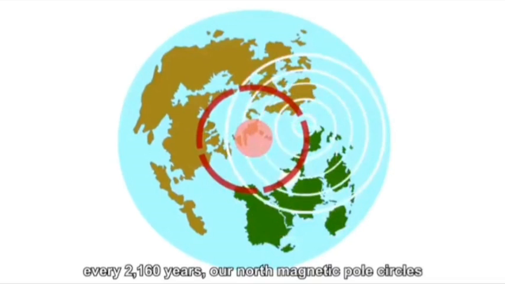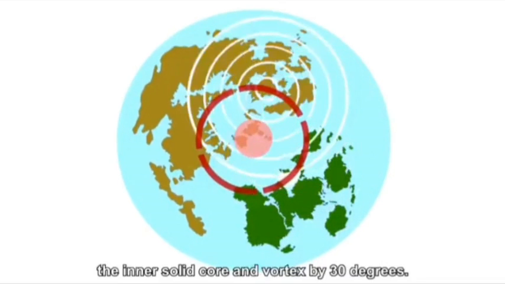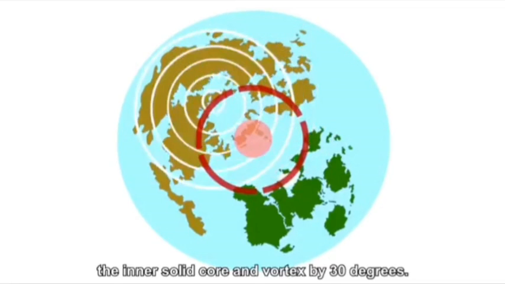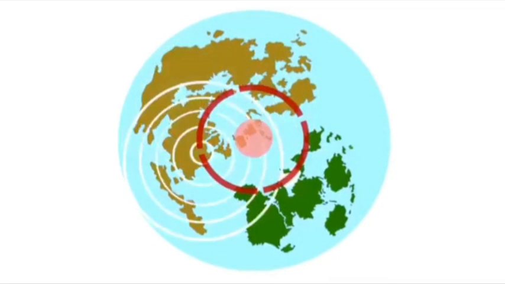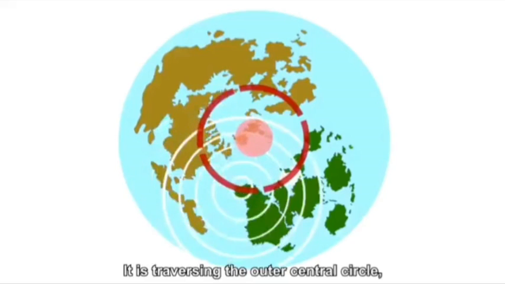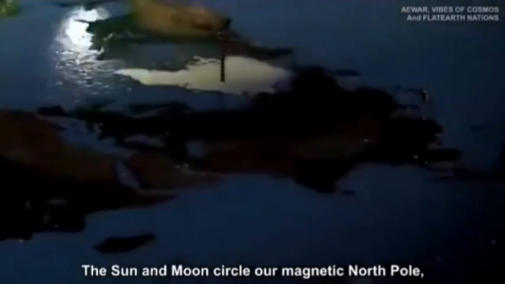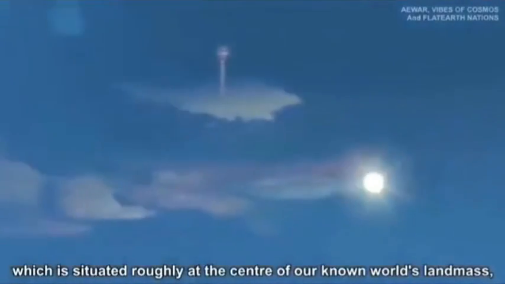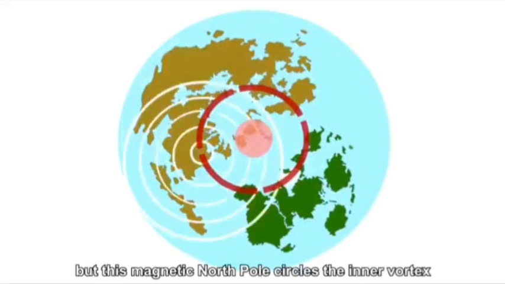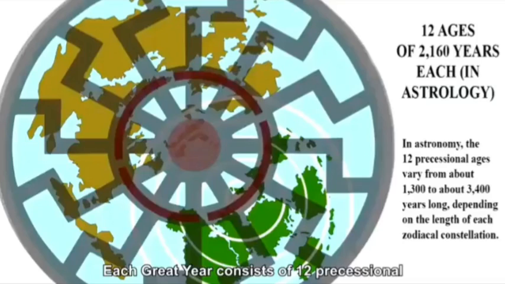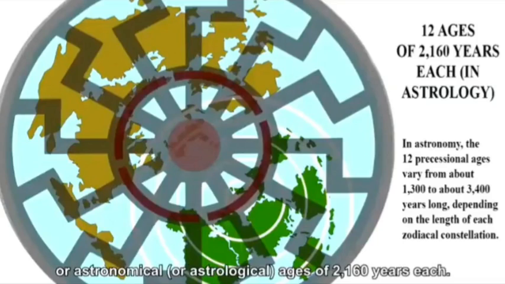Every 2,160 years, our North Magnetic Pole circles the inner solid core and vortex by 30 degrees. It is traversing the outer central circle, or what is more appropriately termed the magnetic circle. The sun and moon circle our magnetic North Pole, which is situated roughly at the center of our known world's landmass. But this magnetic North Pole circles the inner vortex, and completes a full revolution every 25,920 years, or what is referred to as a great year. Each great year consists of 12 precessional or astronomical ages of 2,160 years each.